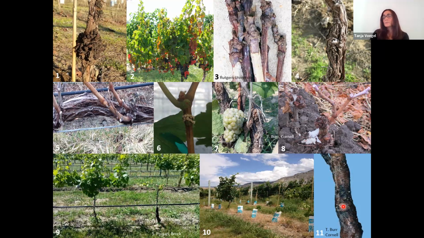And then another important symptom is root necrosis, as shown here. And that's important because if roots are necrosed, then other soil pathogens, like fungal pathogens for example, could enter vines through those wounds.